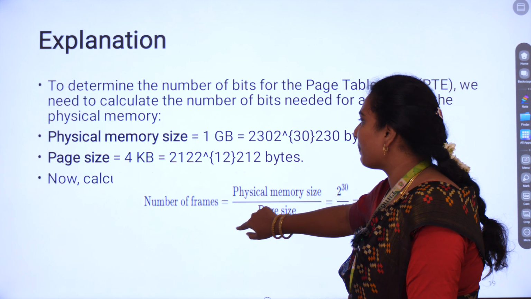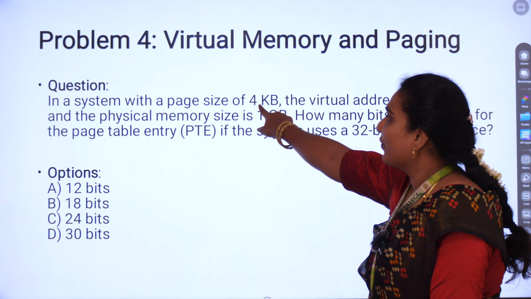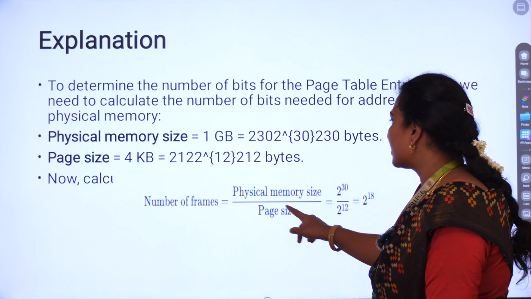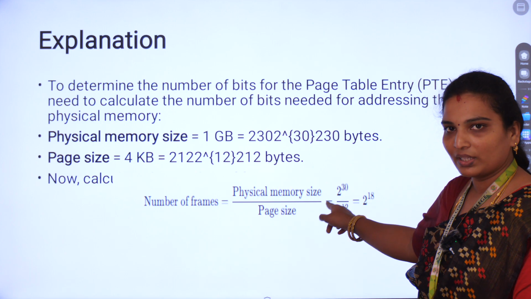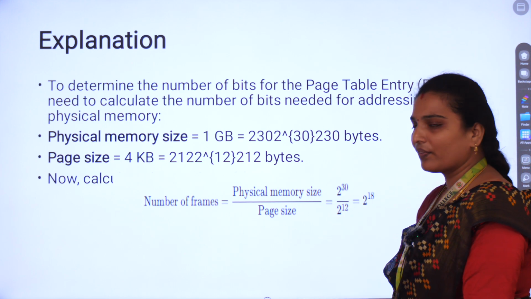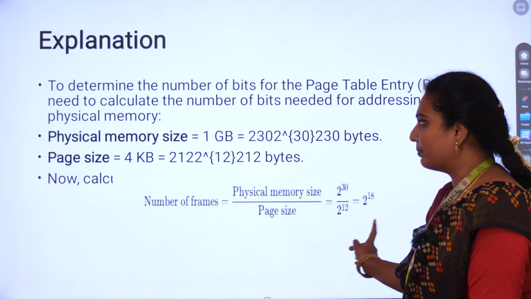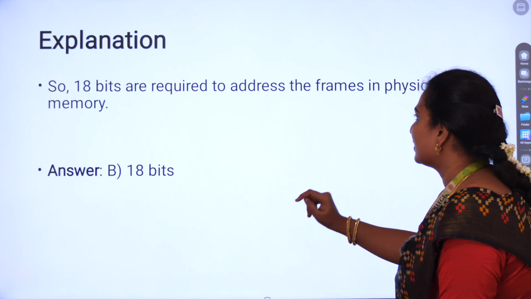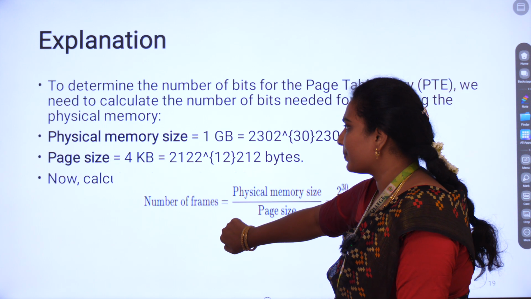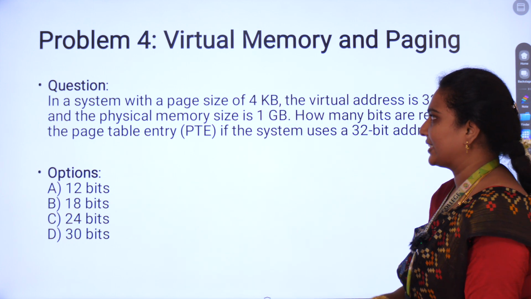Next is the page size. Here the page size is mentioned as 4 KB. Again I am converting this KB to bytes, so the 4 KB is converted into 2 to the power of 12. After solving these equations, I get the answer 2 to the power of 18. So the power 18 is the number of bits. The 18 is the required address for frames in the physical address. This option is present: option B, 18 bits, is the answer for this question.